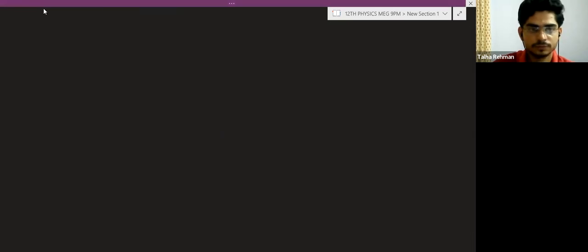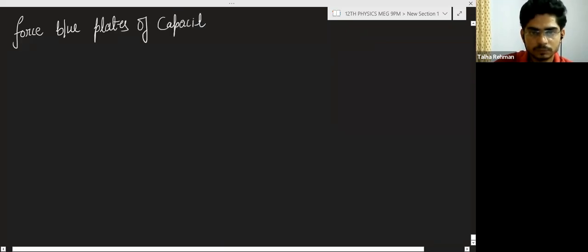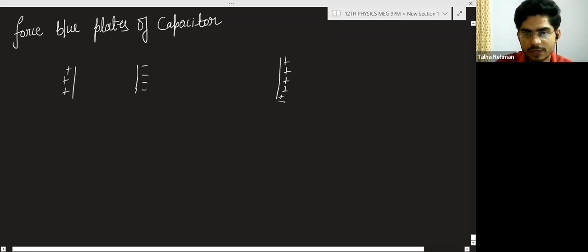Now force between plates of capacitor, parallel plates of capacitor. So this is one plate, this is another plate. This is positive charge plate, this is negative charge plate. So we know that if I want to calculate the electric field on this plate from a positive charge plate, the value of electric field will be sigma by 2 epsilon naught.